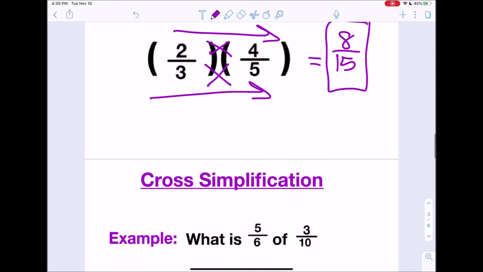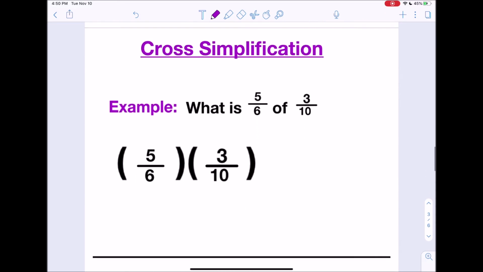Now, there's one more thing I want to show you with your fraction multiplication journey. Okay? And it's cross simplification. Now, these numbers that I'm going to be using are relatively small, but I want to demonstrate how this works so that if you have bigger numbers, hopefully it can make your life easier. So here's an example. What is 5/6 of 3/10?